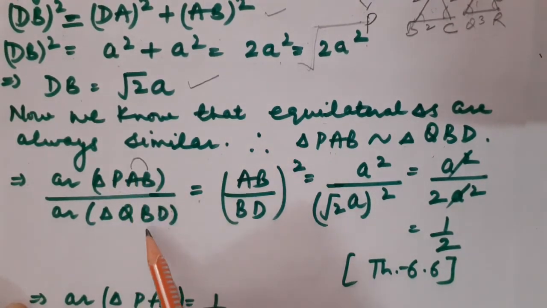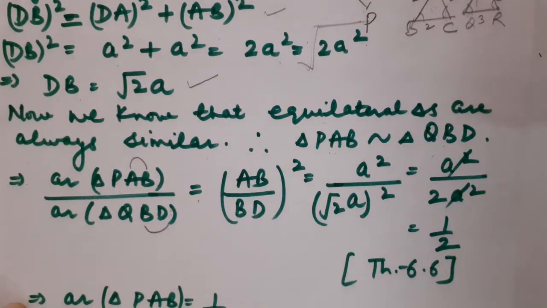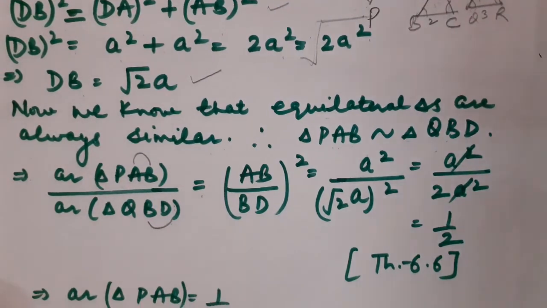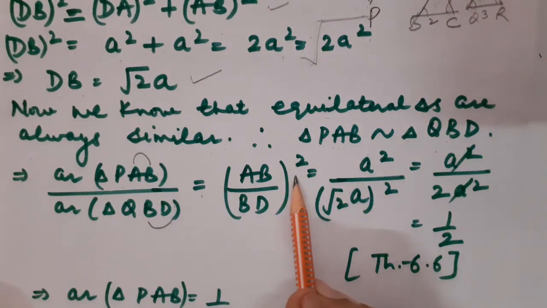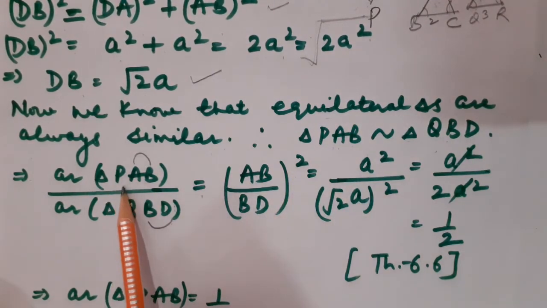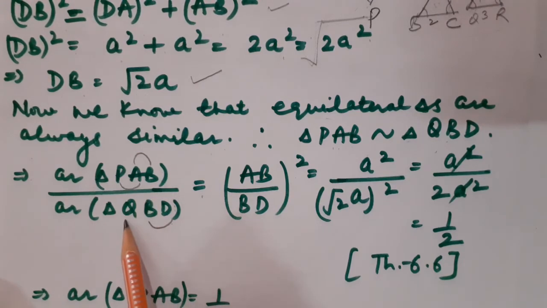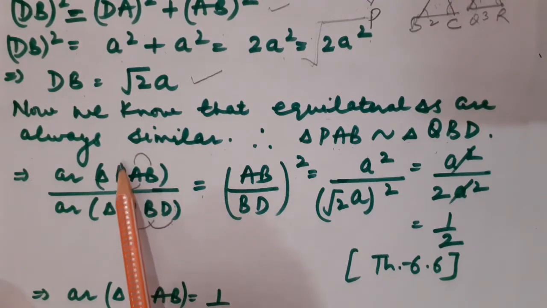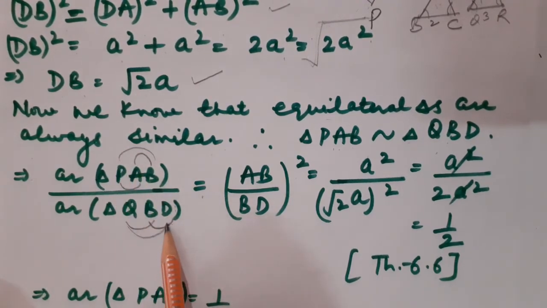AB is in correspondence with BD. That has been written. Clear? And its whole square I have taken. Fine. In the same manner you can write PA upon QB whole square and PB upon QD whole square. Got it, children? Now I have just taken one relation only.